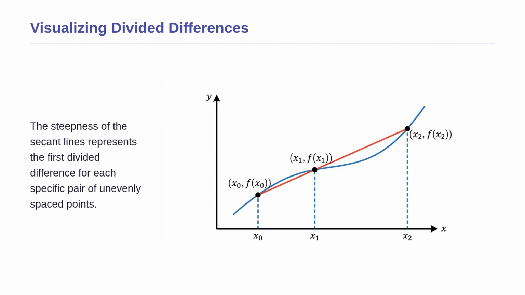Before we move on to higher orders, let us see this with a concrete visual. Here we see a continuous curve with three unevenly spaced data points. The straight lines connecting these points are called secant lines. The steepness or slope of each secant line represents the first divided difference for that specific pair of points. Notice how the horizontal gaps between x0, x1 and x2 are not equal. By dividing the vertical change by these specific horizontal gaps, the divided difference accurately captures the average rate of change across each unique interval.